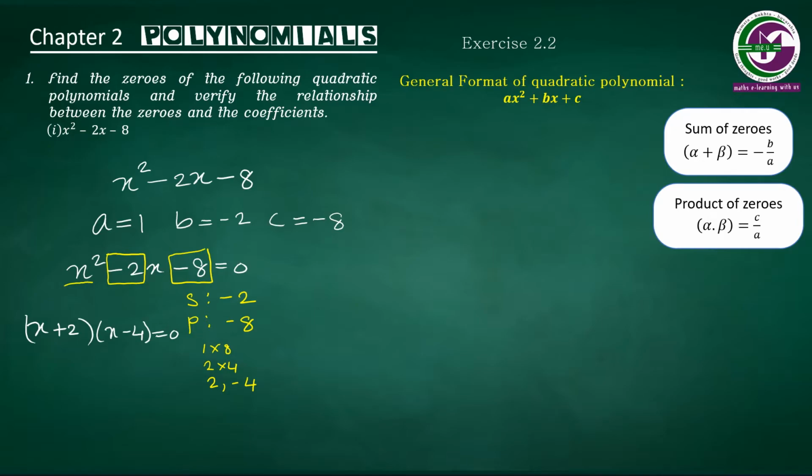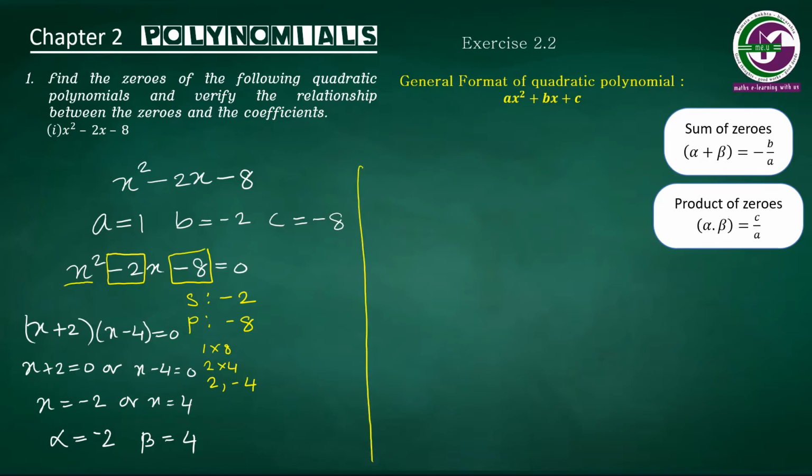Now, since the product of two factors is 0, one of the factors must be 0. So x plus 2 equals 0 or x minus 4 equals 0. So x plus 2 equals 0 means x equals negative 2, or x equals 4. So we got two values. These are the zeros of the polynomial. So we can write alpha equals negative 2 and beta equals 4 are the zeros. So we got the zeros of the polynomial.